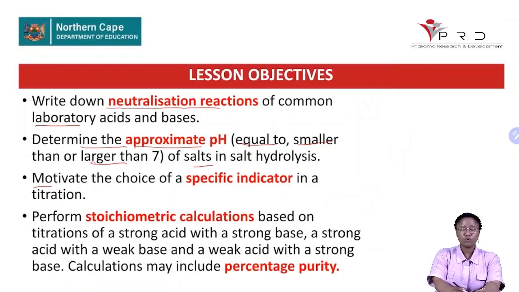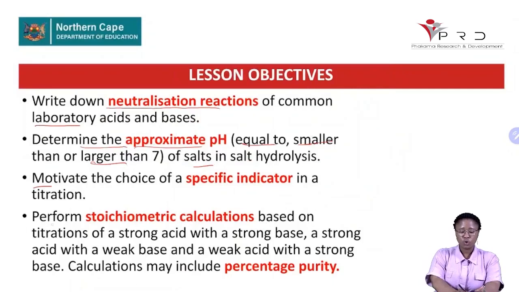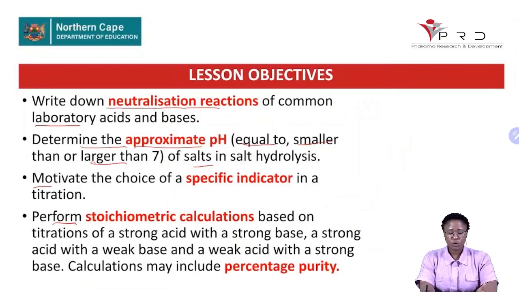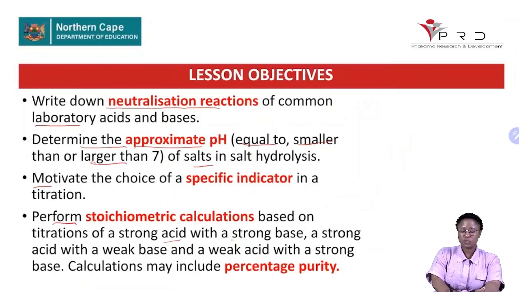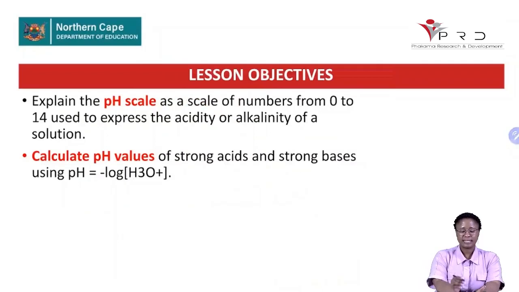You should be able to motivate the choice of a specific indicator when you are dealing with titration. You should also be able to perform stoichiometric calculations based on titration of a strong acid with a strong base, or a strong acid with a weak base, or a weak acid with a strong base. And these calculations are also going to include what we call percentage purity, which is what you did in grade 11. Right, it doesn't stop there.